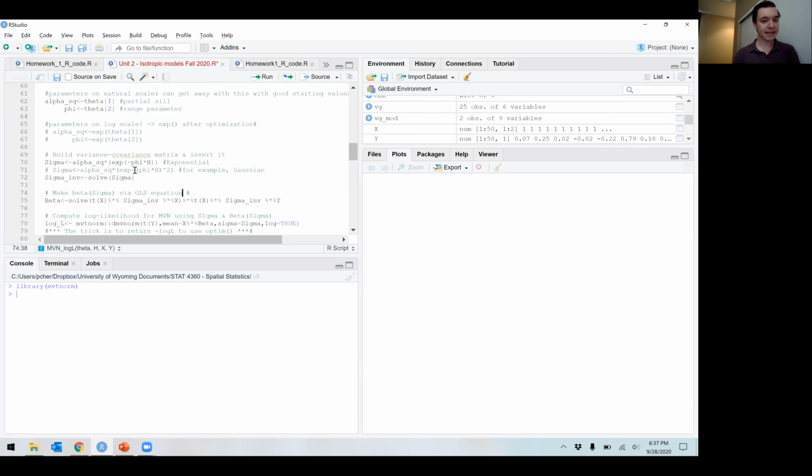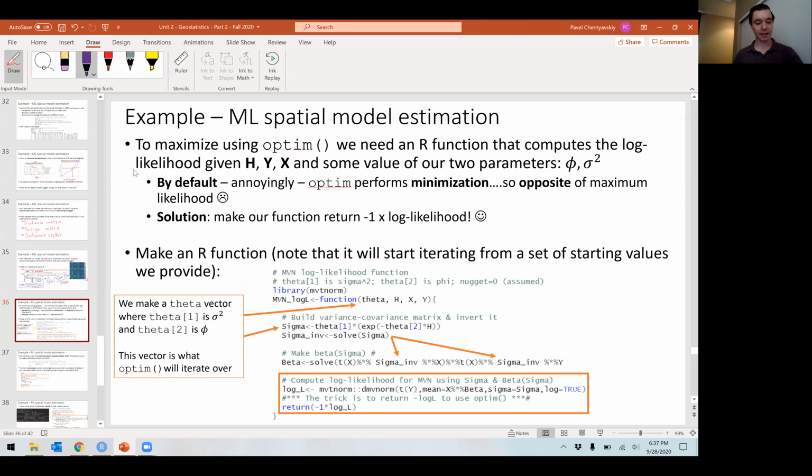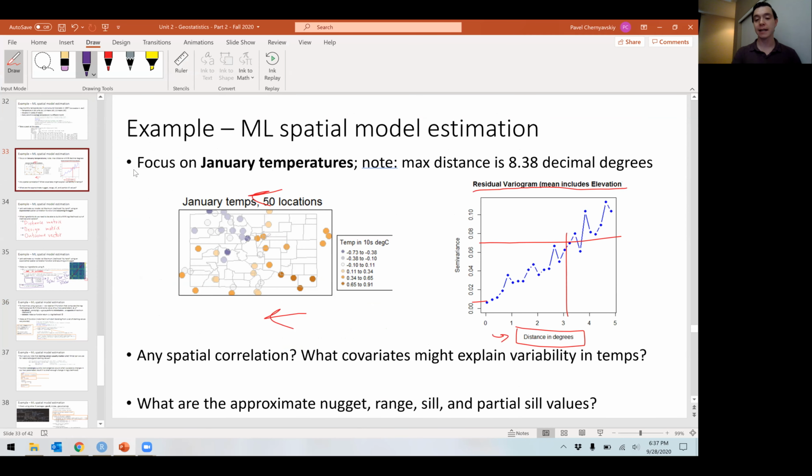Right over here on line 70, I am building my variance covariance matrix. And this, of course, has the form that we saw earlier in the lecture. Alpha squared times a function of my distance matrix. For this exercise, I'm assuming that my nugget is 0. I'm assuming that my nugget is 0 just to make it easier on us to conceptualize this maximum likelihood by hand. And also, I think it's okay for now to assume that the nugget is 0.